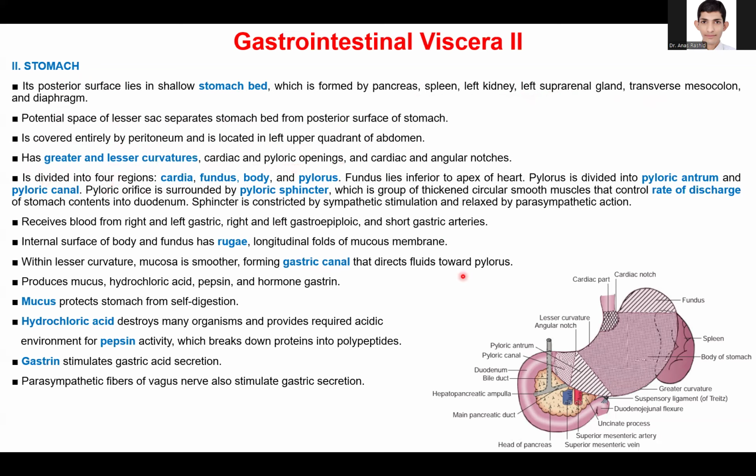It's divided into four regions. We have the cardia, then the fundus, the body, and then the pylorus. The fundus lies inferior to the apex of the heart. The pylorus is divided into the pyloric antrum and the pyloric canal, as can be seen here. The pyloric antrum is here, and the pyloric canal is here.